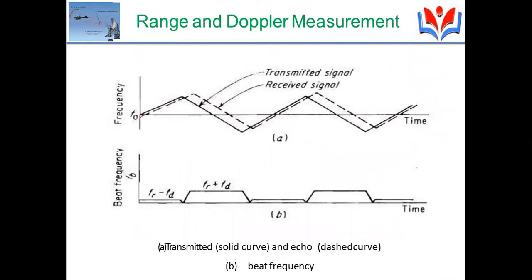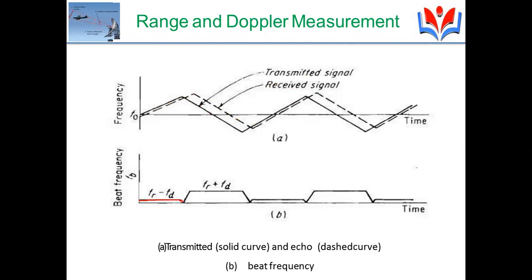This is the case when the object is moving. So what happens here? The solid line is transmitted and the dotted line is received. See this one, the difference between these two is somewhat less here, and it is somewhat more here, more deviation. If you consider the difference between these two, we will have a different signal like this. So there will be variation in the beat frequency, represented with FR minus FD.